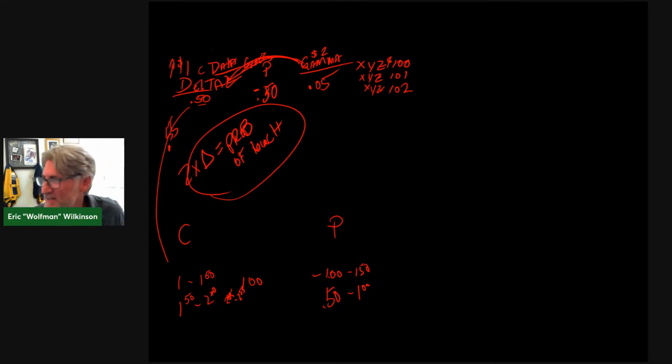All right. So when you see an option where the 50 delta is 2 or 3 or 4 strikes away from the at the money, does that concern you? That's a great question, Ron.